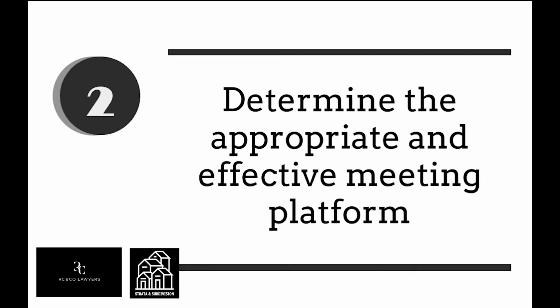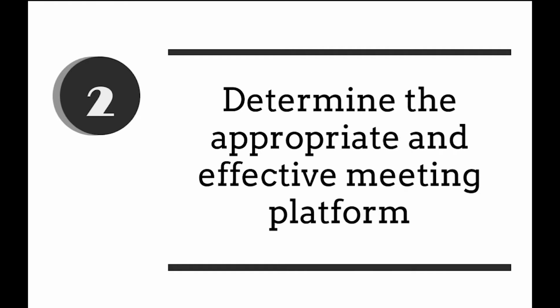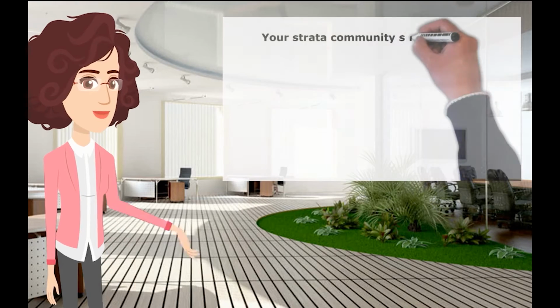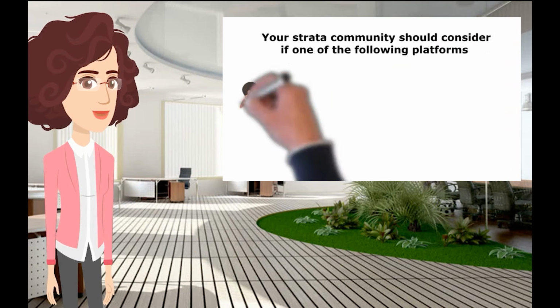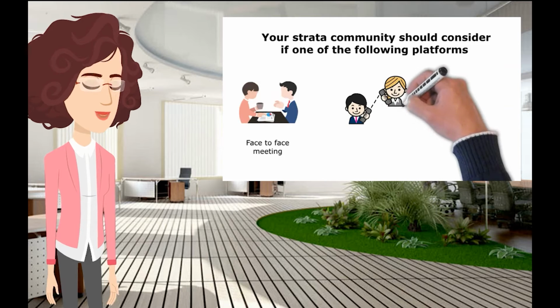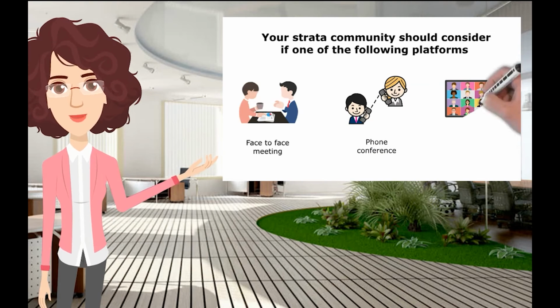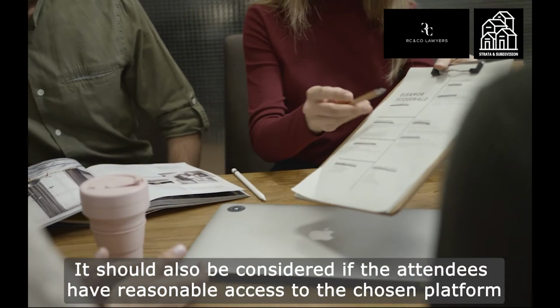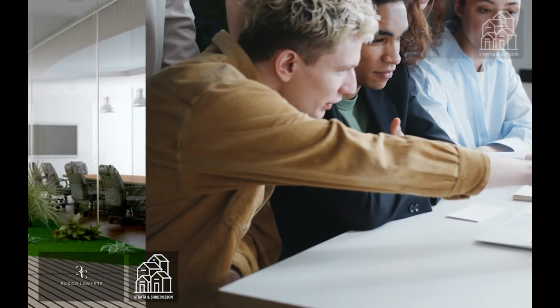Two, determine the appropriate and effective meeting platform. As you know, the choices of meeting platforms have now expanded to not only face-to-face, but also through phone or video conference platforms. Your strata community should consider which of the following platforms, depending on the issue in dispute, could be effectively used: face-to-face meeting, phone conference, or video conference. It should also be considered if the attendees have reasonable access to the chosen platform, so that all parties are given a fair opportunity to attend the dispute resolution meeting.